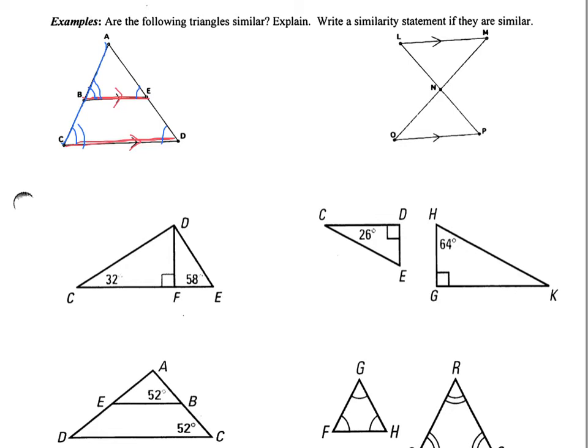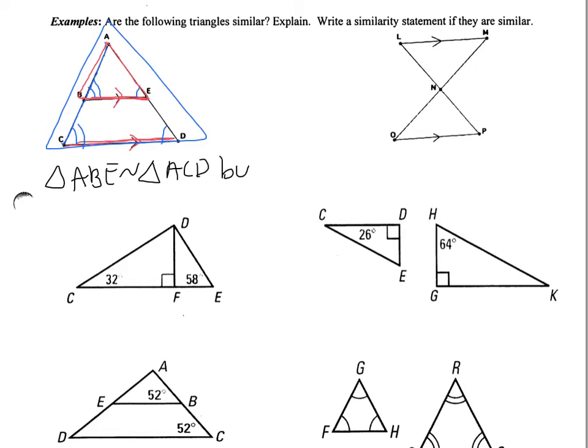So now, my little triangle here is going to be similar to the bigger triangle. So we're going to say triangle ABE is similar to triangle ACD by AA similarity. And you need to make sure you include this tilde here, so I know that we're proving similarity and not congruency.